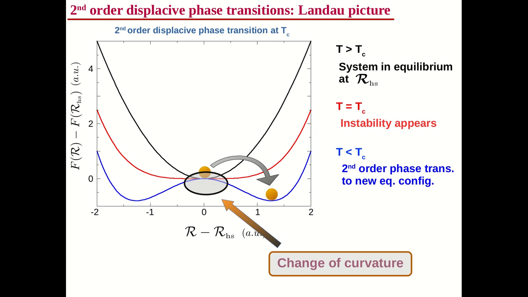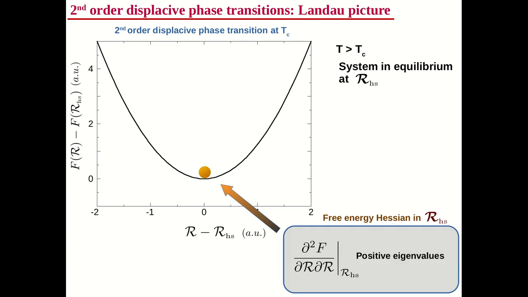So from this simple analysis we can understand that the crucial quantity in order to characterize a second order displacive phase transition is the curvature in the high symmetry configuration. At high temperature the curvature is positive, because it's a minimum point. Then at a certain temperature the curvature becomes zero, at least along one direction, and then it becomes negative. So let me summarize once again. The crucial quantity is the second derivative of the free energy with respect to the centroid, which is the average position of the atoms, evaluated in the high symmetry configuration.